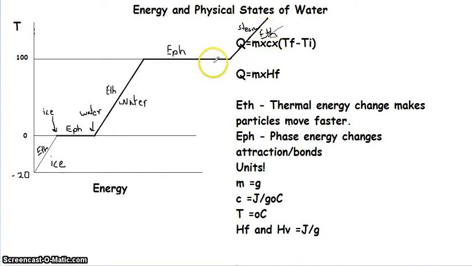Okay, so just to recap a little bit, when you're below 0, you're at your ice, and energy you put into it is raising its temperature. Once you get to this point, you are 0 degree ice. And then energy that you put into it changes its phase, and then you'll have 0 degree water.